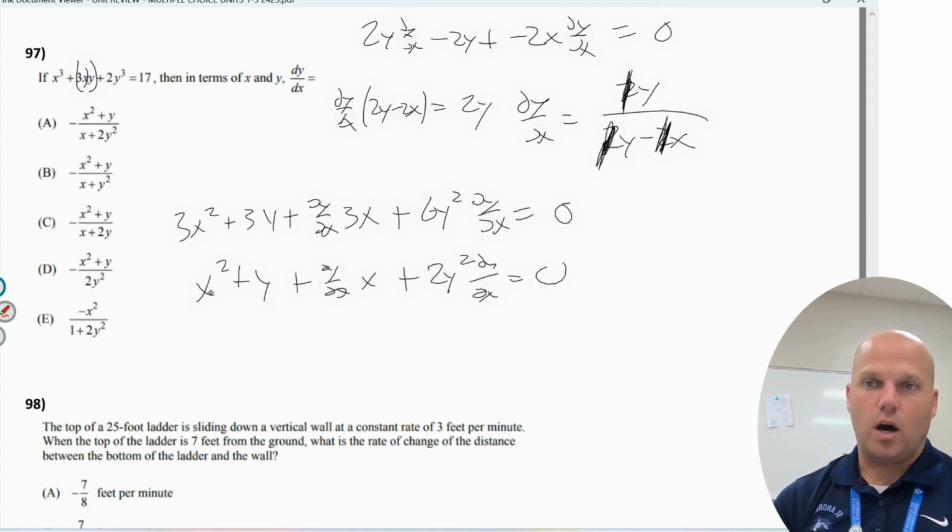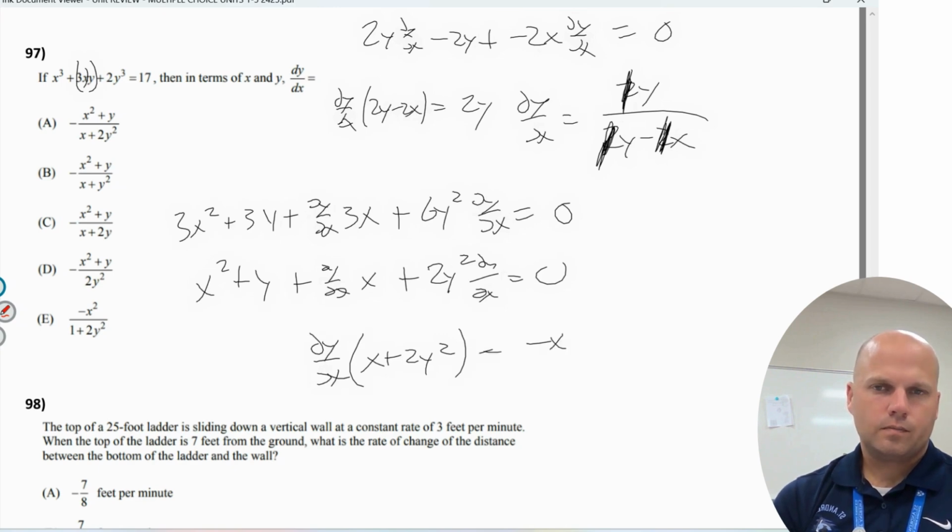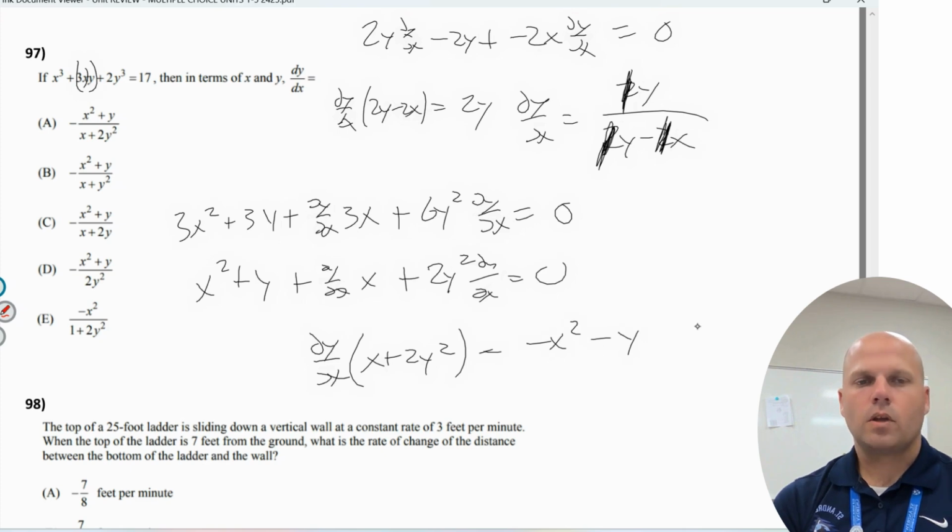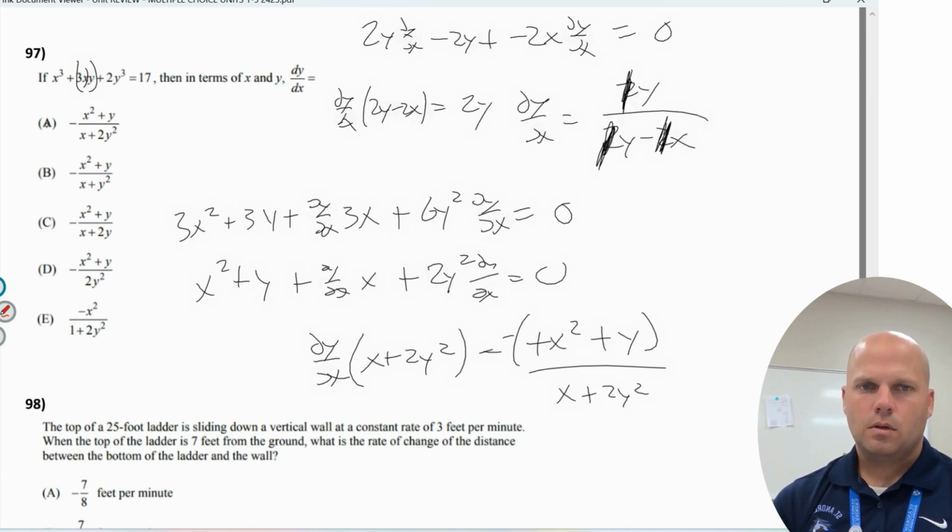Subtract y squared, subtract y. Probably going to be pulling out a negative out there. Factor out the dy/dx. Probably pull out a negative and make that a positive and a positive. Then divide by the x plus 2y squared. Negative x squared plus y over x plus 2y squared.